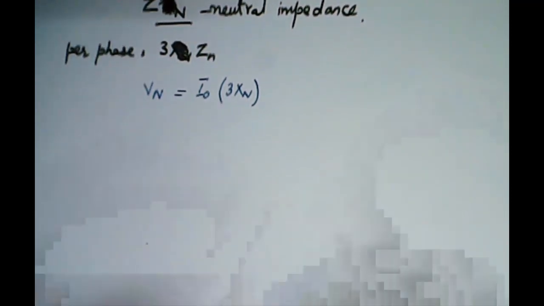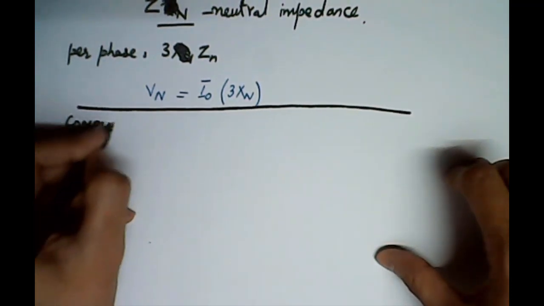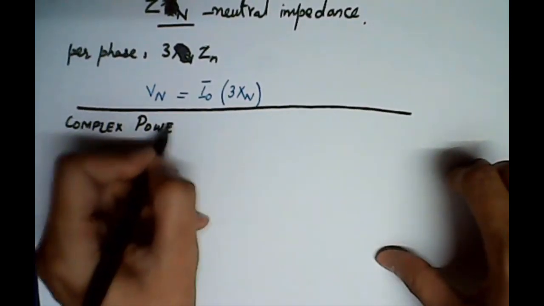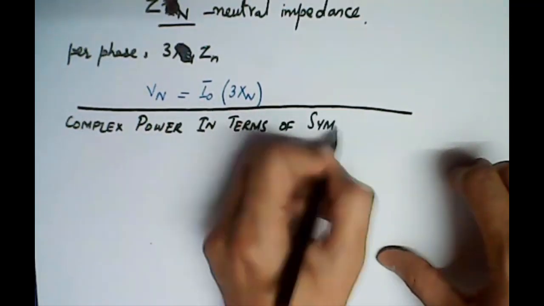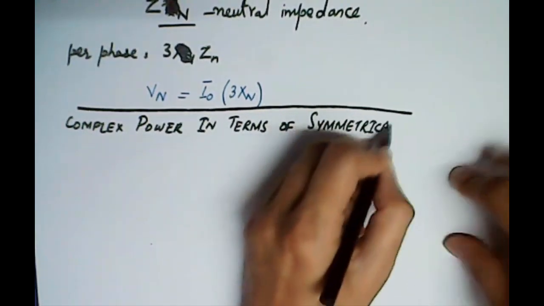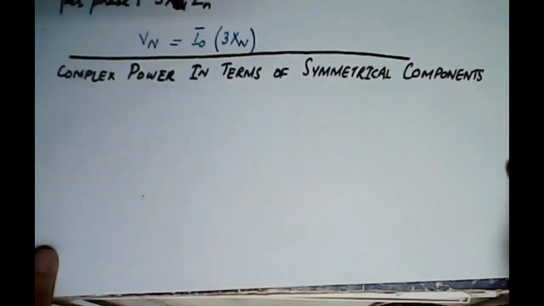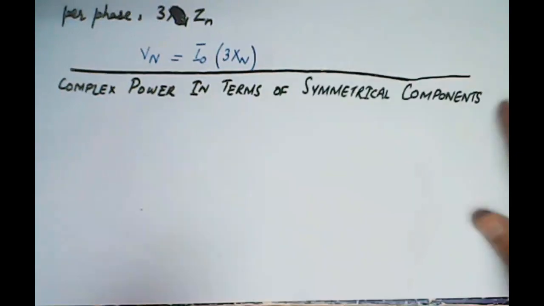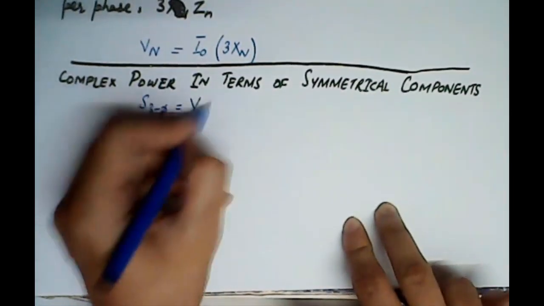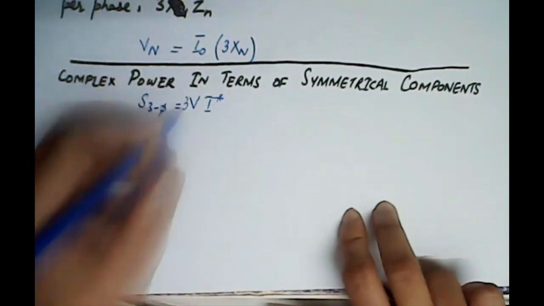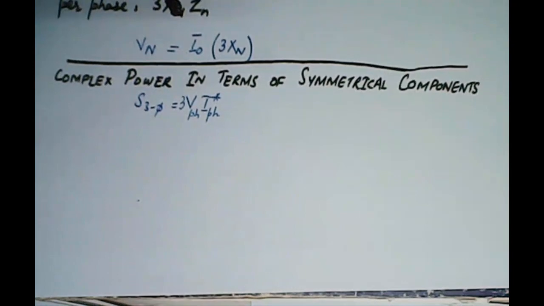Now coming to the last topic of this video: complex power in terms of symmetrical components. We know that the 3-phase complex power is given as S3 phase equals 3 times the voltage times the conjugate of the current, and these are the phase values. If we have the line values, then we have the square root of 3 factor with line V and I.